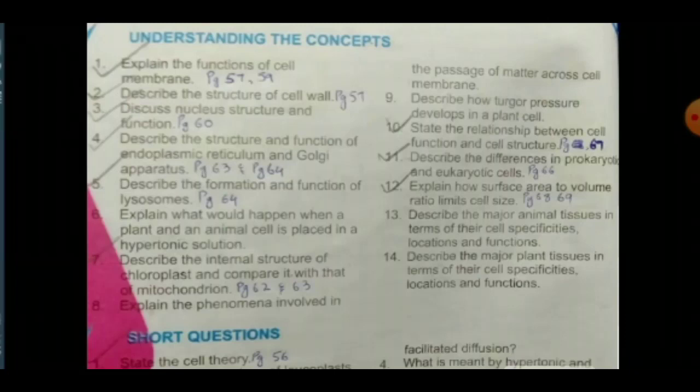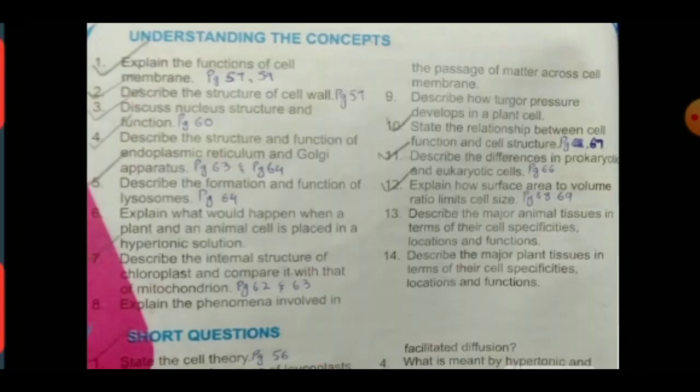On page number 63 you will discuss the endoplasmic reticulum and the types of the endoplasmic reticulum and what their function is, and then on page number 64 the Golgi apparatus. In this you will first describe the structure of the Golgi apparatus and then its function. Question number 5. Describe the formation and function of lysosome.